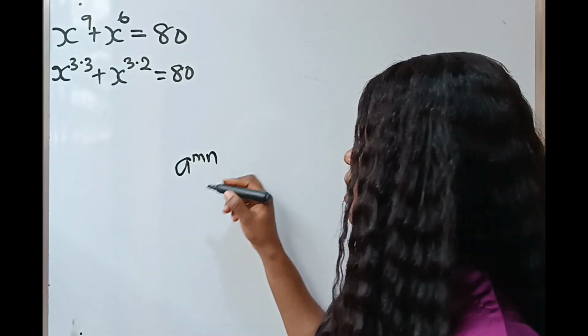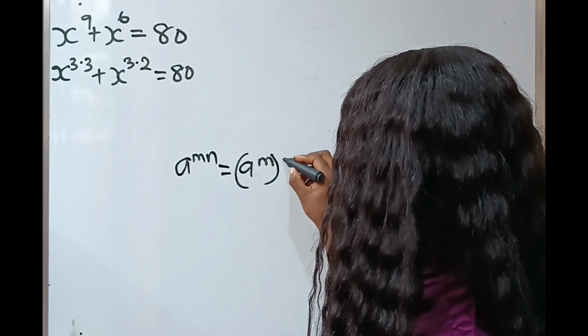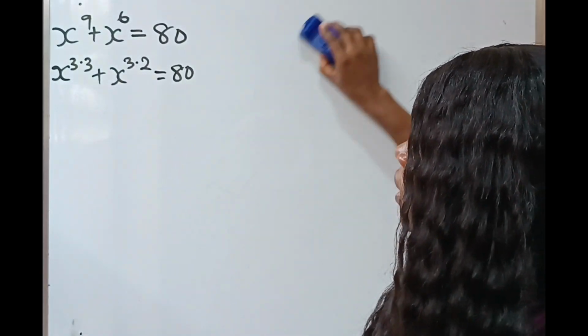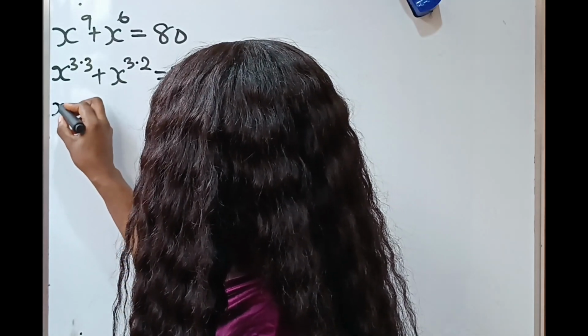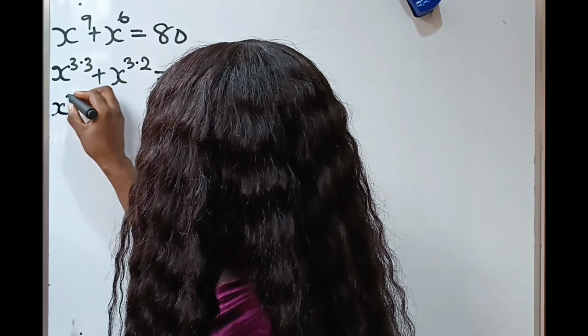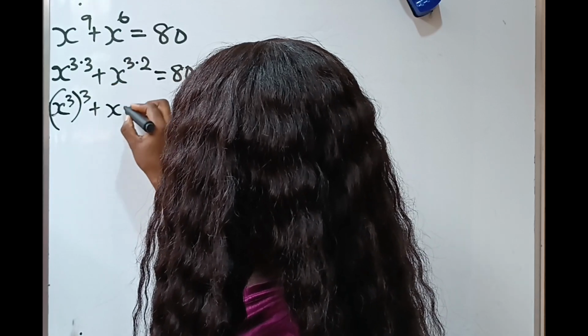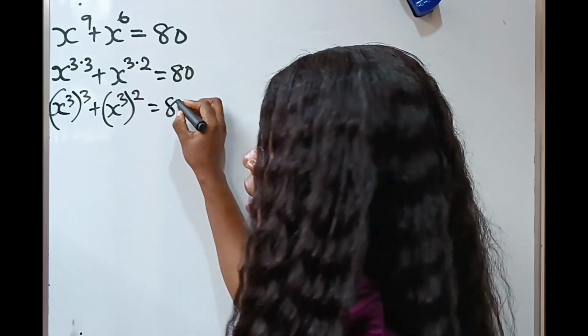Now when you have a to the power of mn, that is a to the power of m multiplied by n, this is equal to a to the power of m raised to the power of n. Therefore we can rewrite this as x to the power of 3 raised to the power of 3 plus x to the power of 3 raised to the power of 2 is equal to 80.